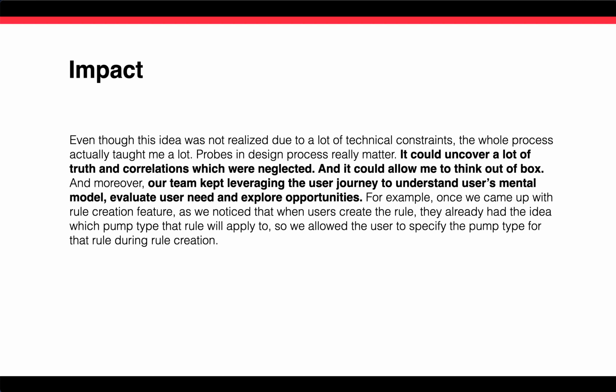One example I can give is that once we came up with the rule creation feature, we actually allowed the user to associate the pump type with the rule while creating the rule, because we found they already had that association in the material, which means they can just do that at that moment. Yeah, so that's pretty much for the first case.